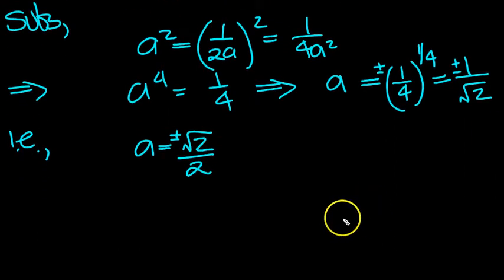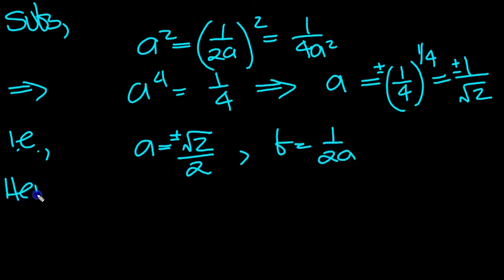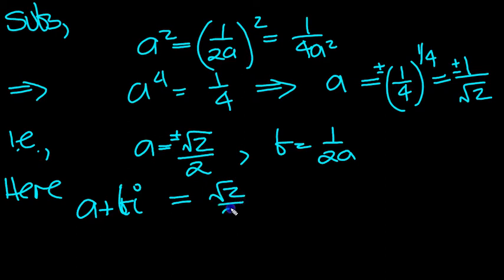Okay, so we've got that then. So root 2 over 2, there's a. And we know that b is equal to 1 over 2a from before. So here, a plus bi equals. So if it's root 2 over 2 then, is a, the b will be 1 over, plus 1 over. This can also be 1 over root 2.